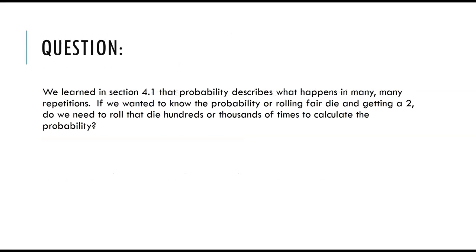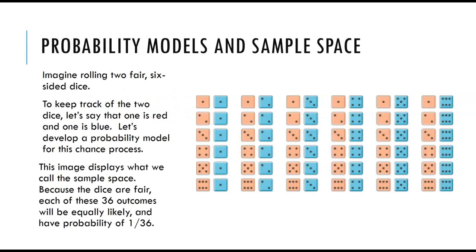So let's start with a question. We learned in section 4.1 that probability describes what happens in many repetitions. If we wanted to know the probability of rolling a fair die and getting a 2, do we need to roll that die hundreds or thousands of times to calculate the probability? Thankfully, the answer is no. We can do this in a more theoretical way. We can do this by creating a probability model.